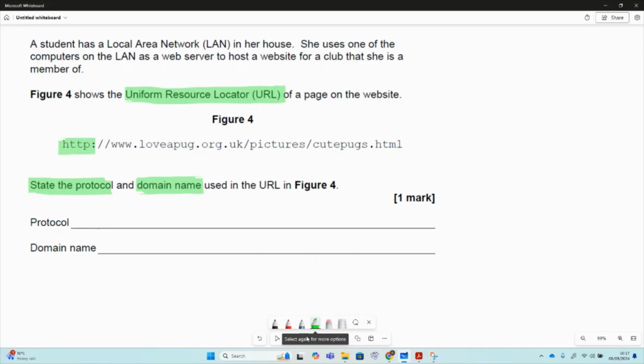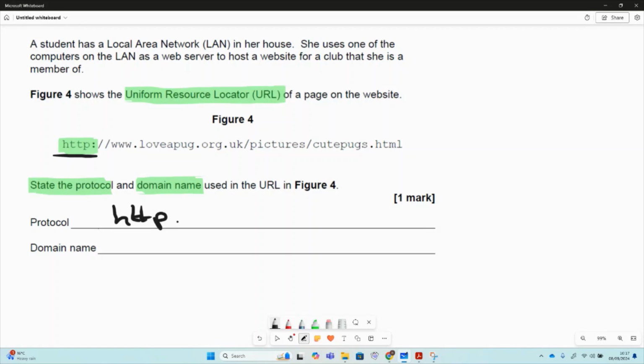So the protocol is HTTP, so it's Hypertext Transfer Protocol. So protocol, remember, is just a set of rules for exchanging information, and in this case we're using HTTP. So quite a few people wrote down HTTPS for this, even though it's not HTTPS here, so just be really careful and read the question.